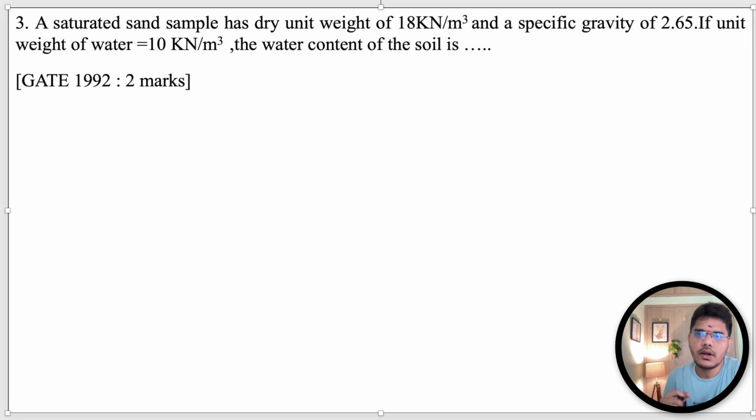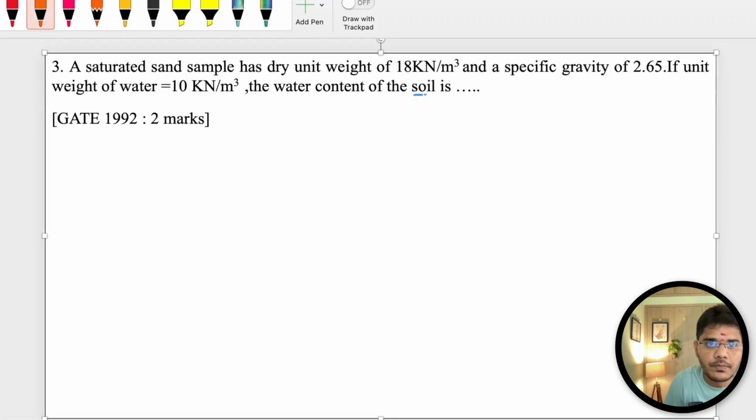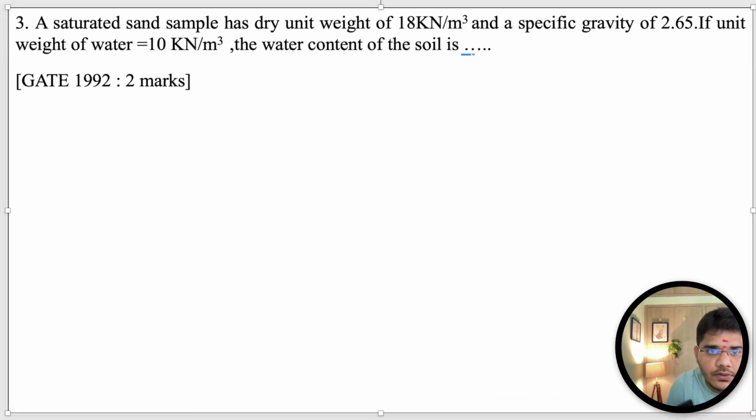We already know some 12 to 13 formulas, so those 12 to 13 formulas only will be helpful in solving all our questions from this soil water relationship. So let us solve one by one question. Okay, first read the question.